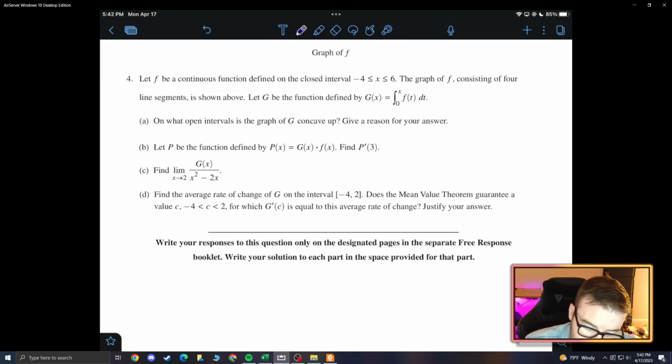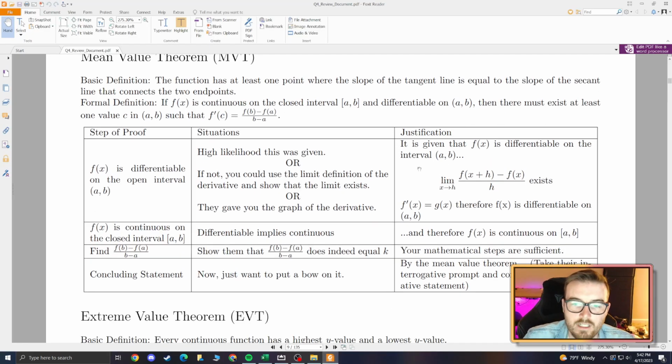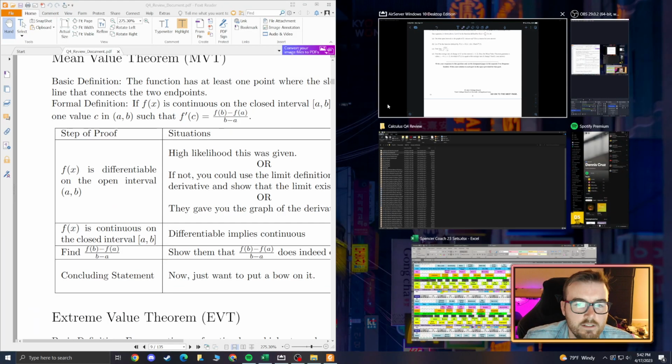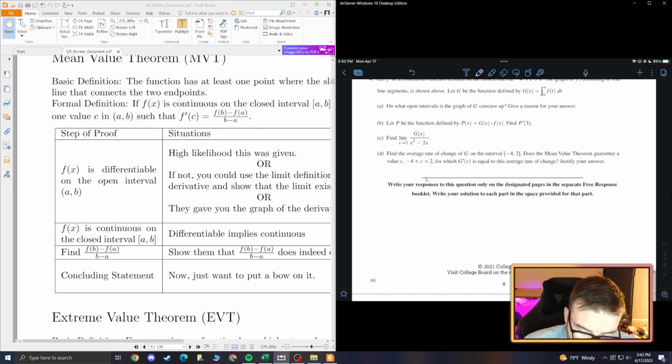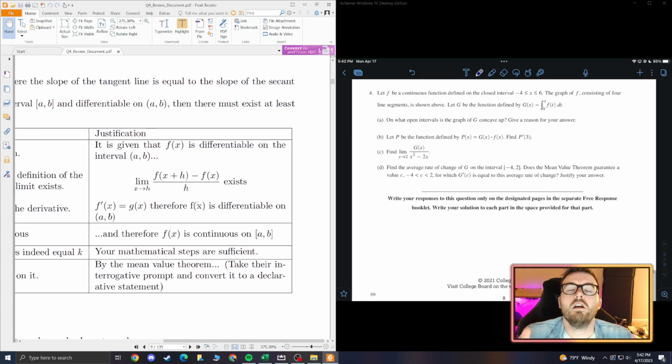Let's find out. So again, I've got this justification, and it's not perfection, but I really did try my best here to copy how they sort of like to write things on the scoring guidelines. All right. So how about I split screen this, so we can see this at the same time, and you can see how I'm constructing this. So the three big things: continuous, differentiable, and find the average rate of change.